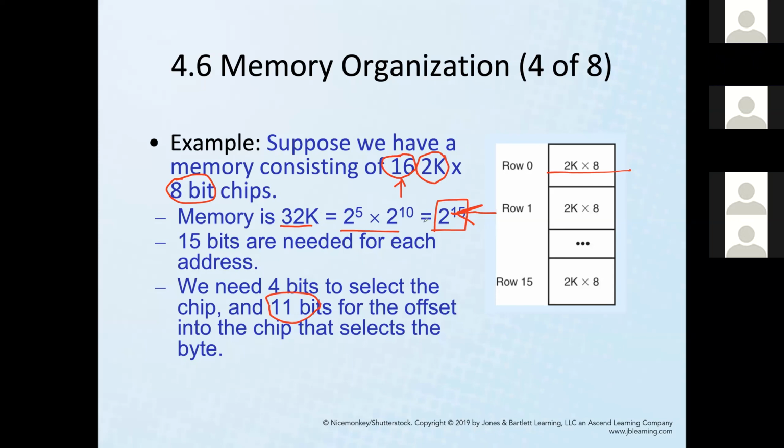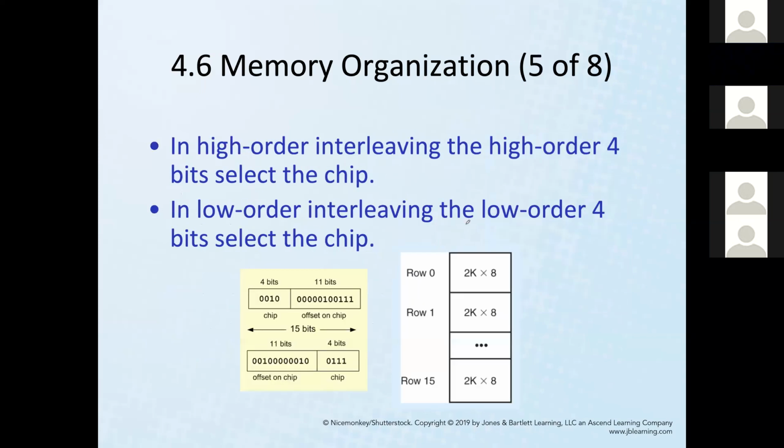Okay, so the total memory was 32K, which needs 15 lines. Because we have 16 banks, we use 4 of these lines to select the bank, and 11 bits to select the cell in the bank. Let's look in more detail at this example. Here we have the same example, the same memories, and each address line consists of 15 bits.